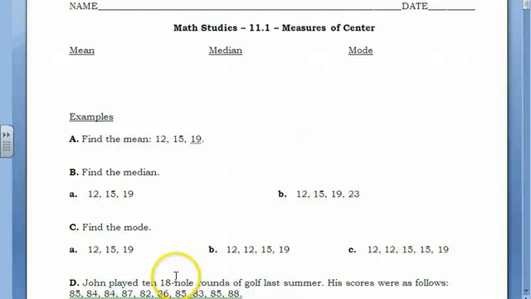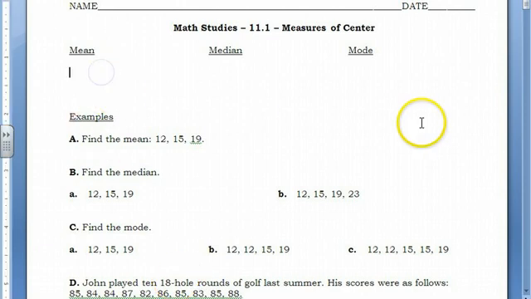This is Math Studies C, section 11.1, measures of center. The three measures of center are mean, median, and mode. Since you've hopefully seen these since middle school, we're not going to spend a lot of time on them, and the examples are relatively simple, just to refresh you, not to teach you this for the first time. So, mean is commonly known as the arithmetic average.